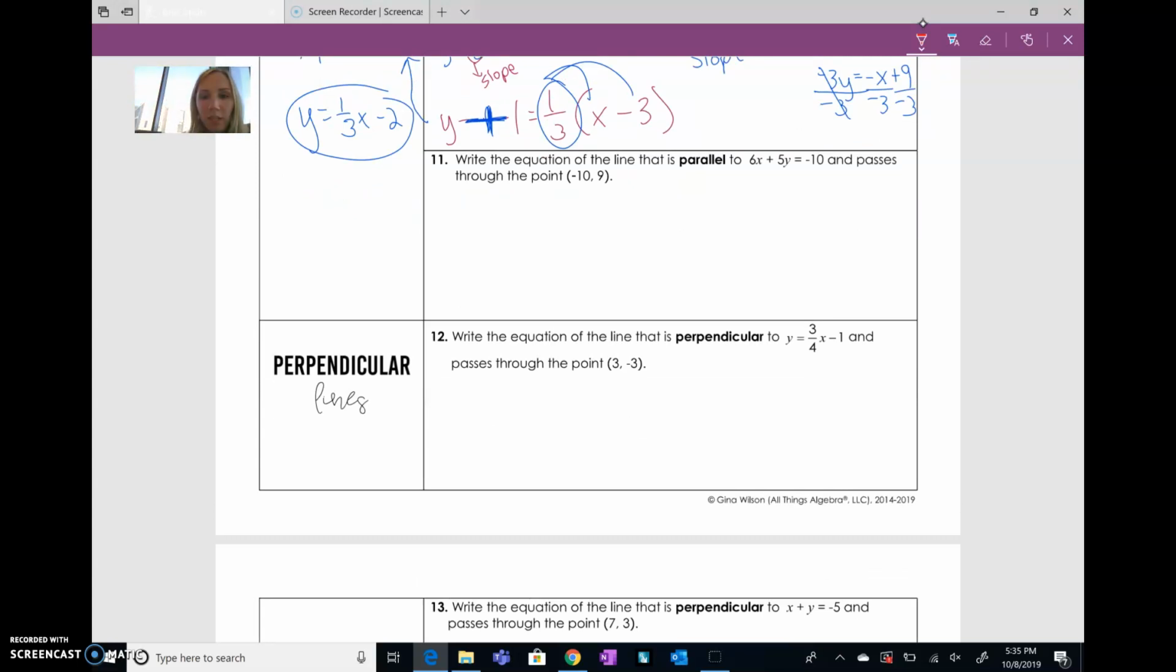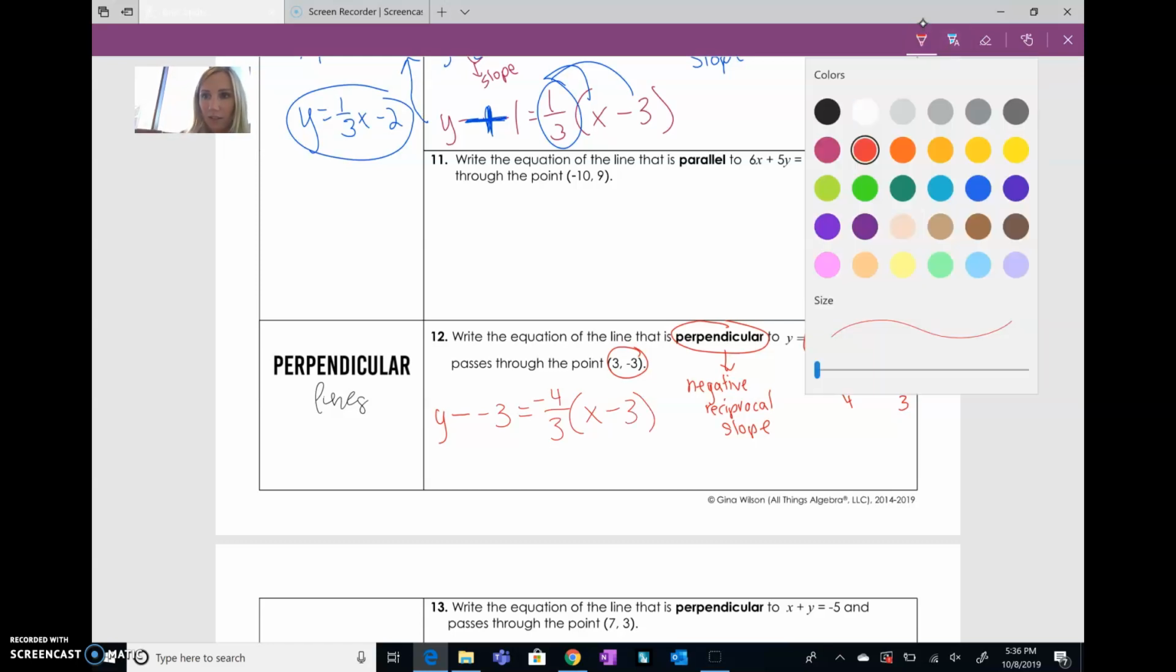Number 12, write the equation of a line that is perpendicular. So perpendicular means the negative reciprocals. So this equation, cool, I know the slope. So 3/4 switches to be negative 4/3. And then we got this point. Okay, so I'm going to do y minus a negative 3 equals negative 4/3, and then x minus 3.